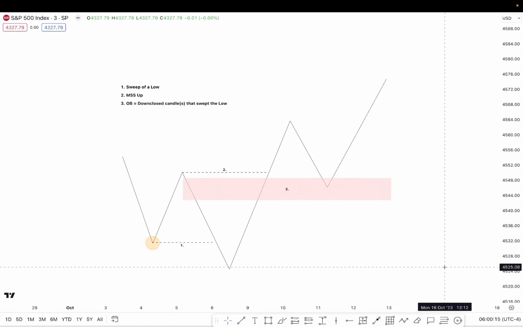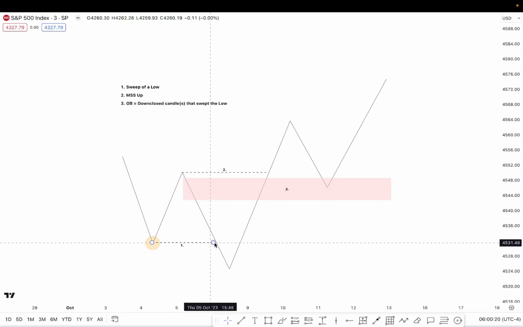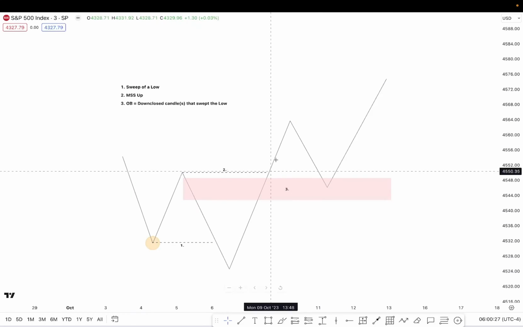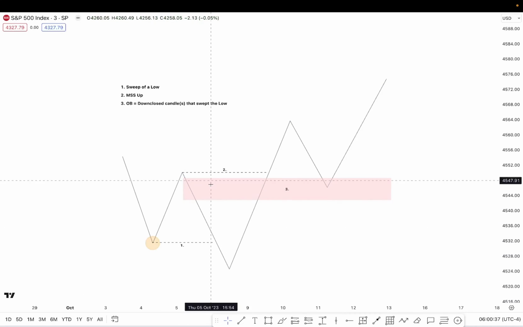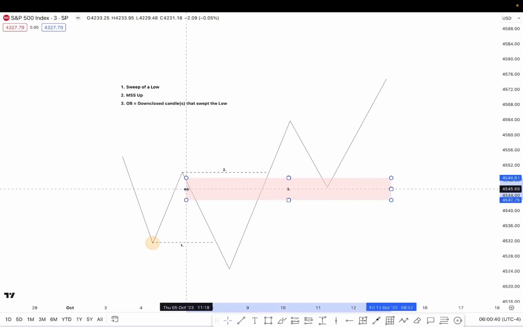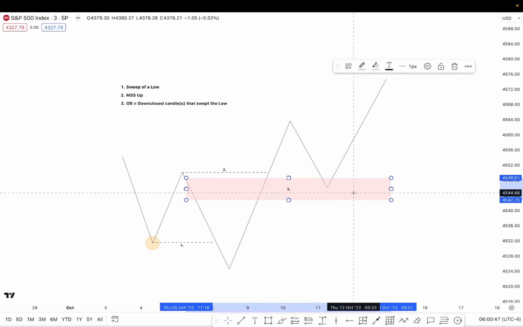You can do the same to find a bullish order block. It's vice versa. So a sweep of a low, it's right here. Then there's a market structure shift up with displacement, and the bullish order block is in the down close candle that swept the low. So somewhere here are down close candles. Those are order blocks. So if you mark it out in time, you can take an entry inside that order block and take a long from there.